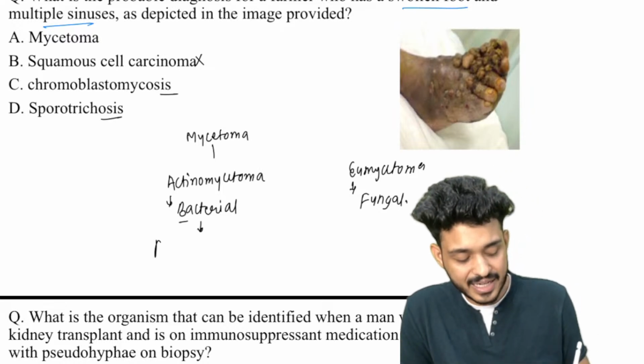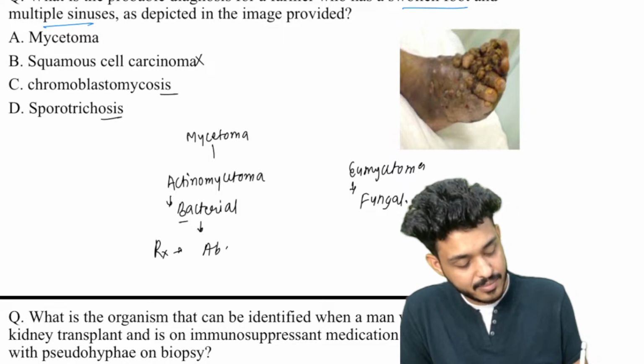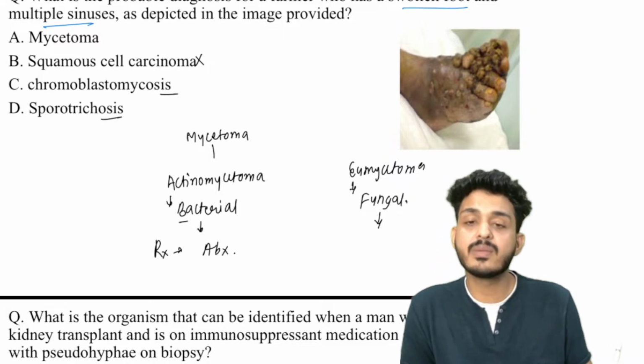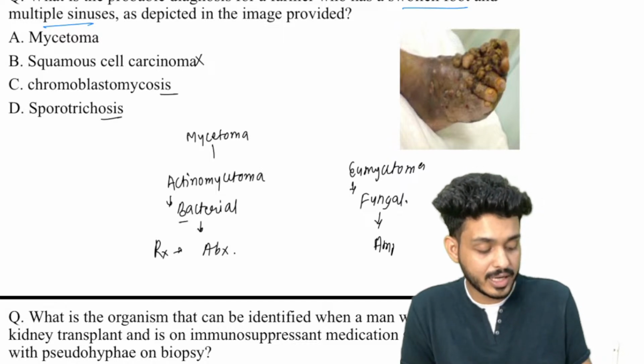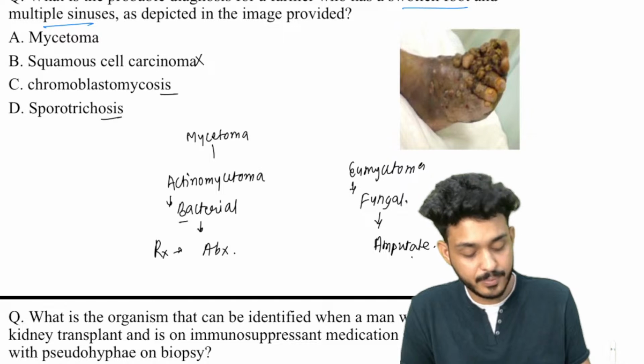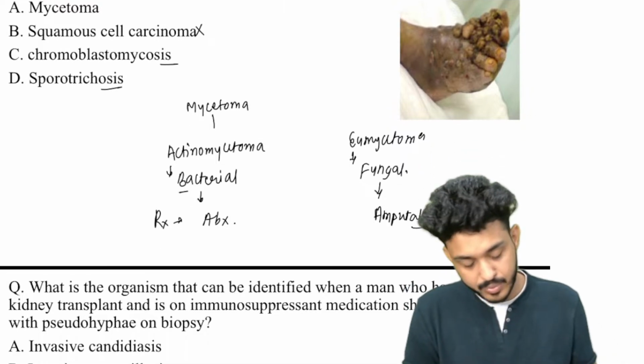ट्रीटमेंट क्या करोगे? बैक्टीरिया है, you will be giving antibiotics. But if it is a fungal mycetoma, there is nothing much you can do here. You need to amputate the organ.